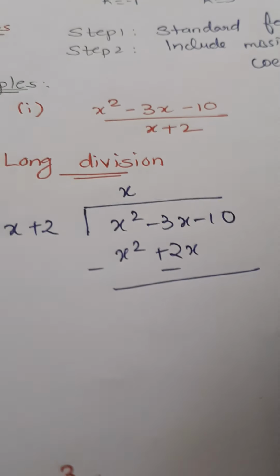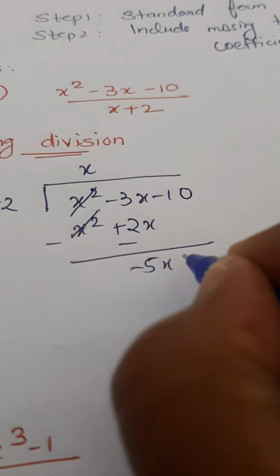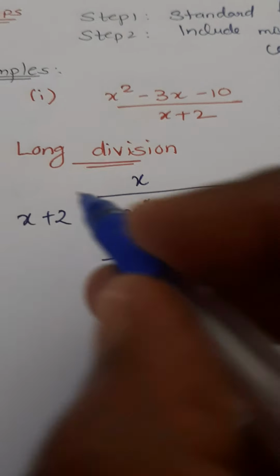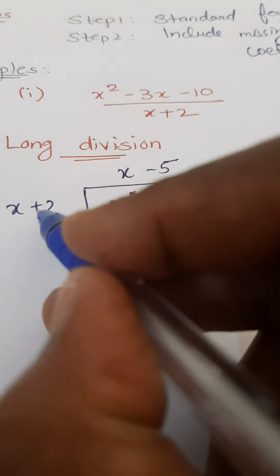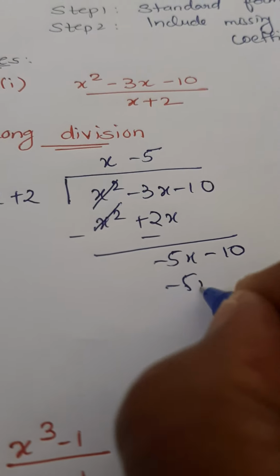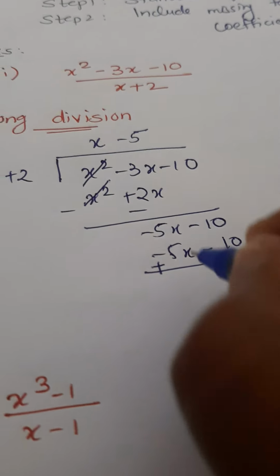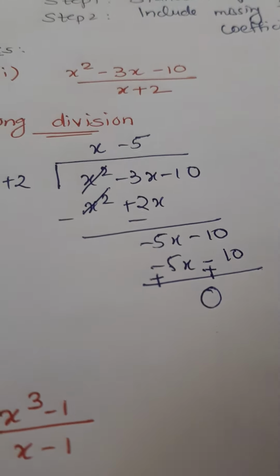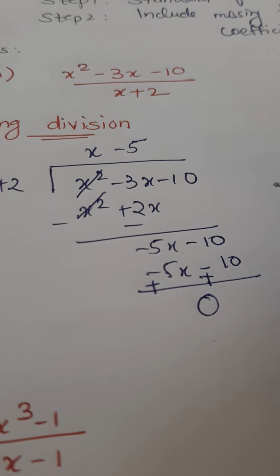Now subtract it. x squared and x squared get cancelled. Minus 3x minus 2x will be minus 5x, minus 10. So minus 5x divided by x will give you minus 5, and minus 5 into x plus 2 will give you minus 5x minus 10. If you just reverse the sign, you will get 0. How I have performed the long division method, you can check my earlier video on that.